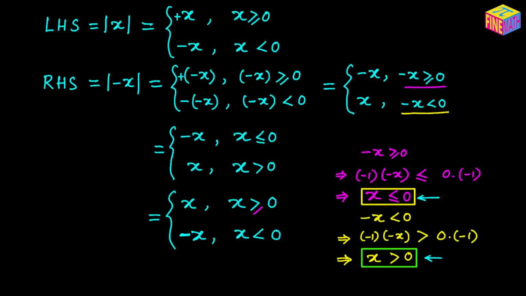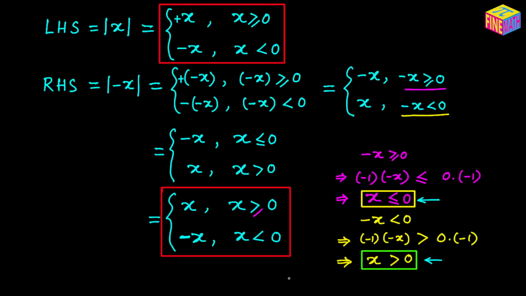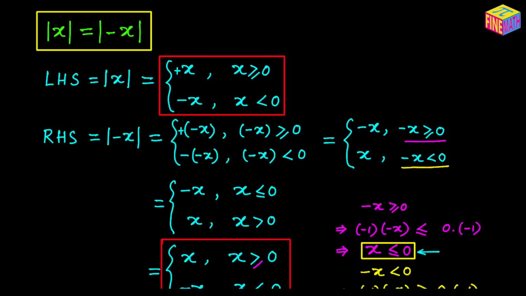Now if you look at the left hand side and the right hand side, let me highlight this. Do they look identical? Of course they do. So we can say that left hand side is equal to right hand side. Our conclusion is that LHS equals RHS, and we have proved it. We were supposed to prove that modulus of x is equal to modulus of negative x, and we have proved that already.